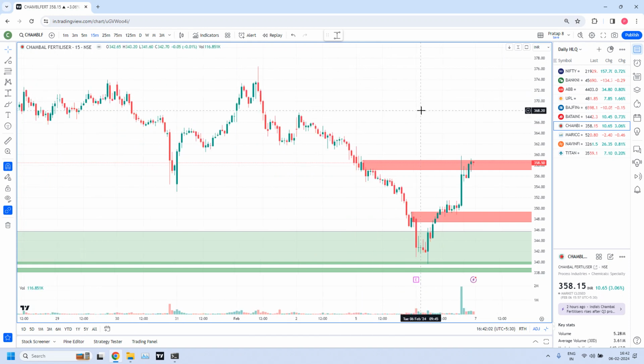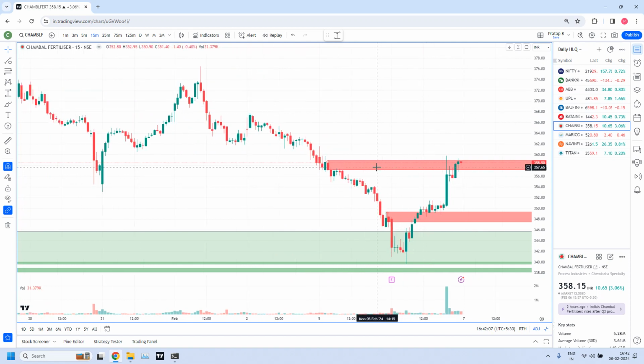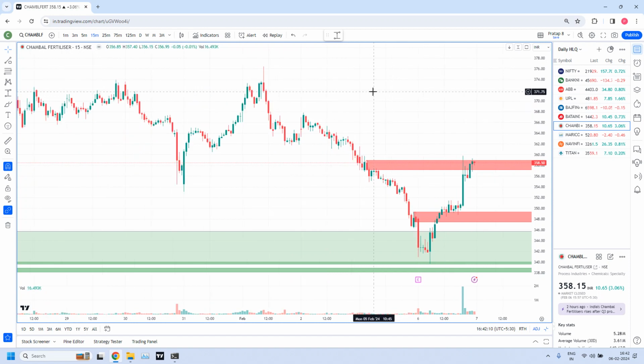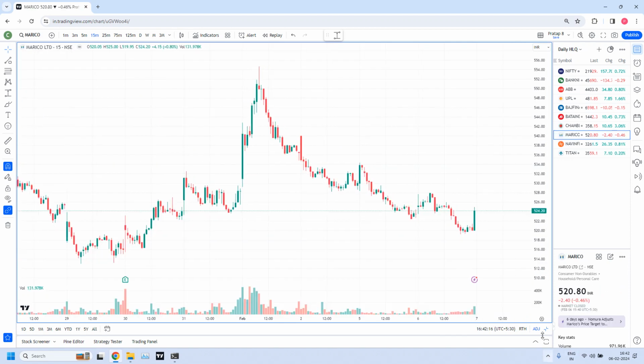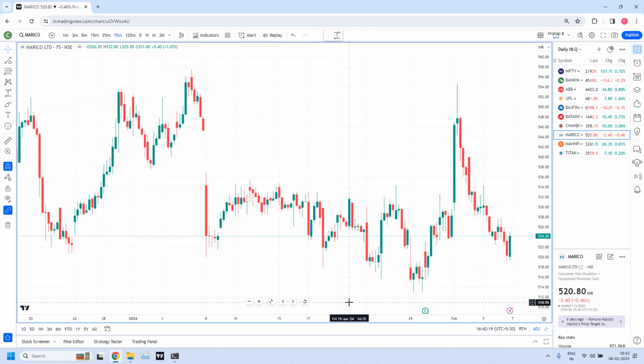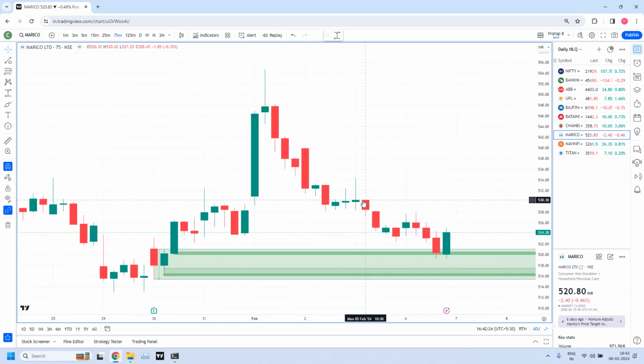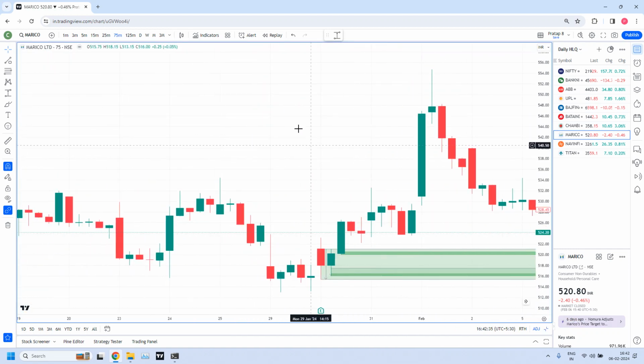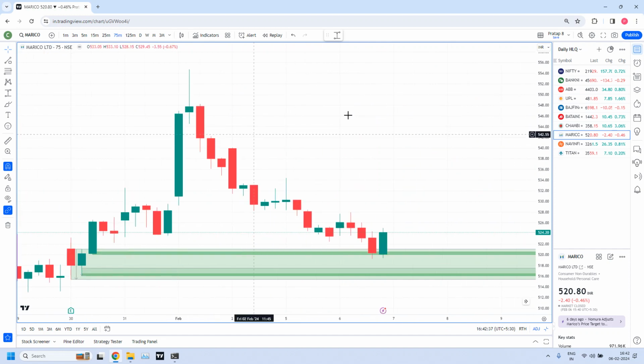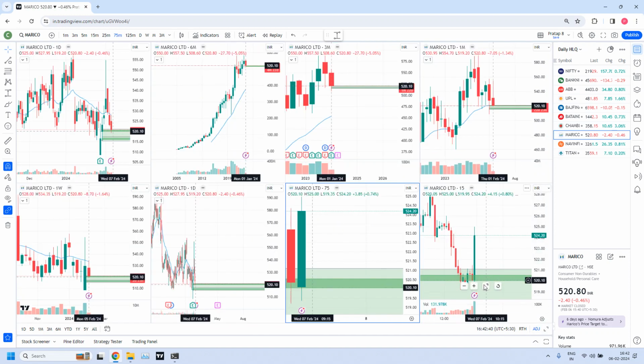Okay, anyway, this is a learning for us. Everybody should remember this is a very good learning for us. So this is about Chambal Fertilizers, and the next one is Marico. Marico is a 75 minutes demand zone. And this 75-minute zone, inside we fine tune to 15 minutes time frame.